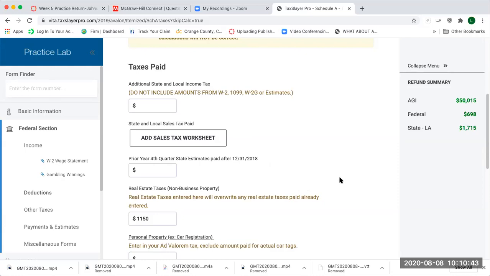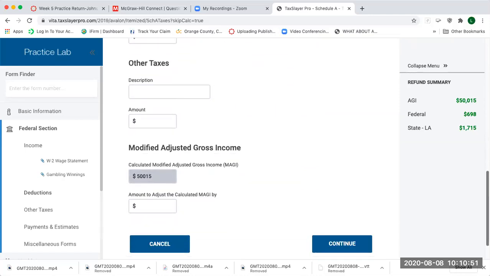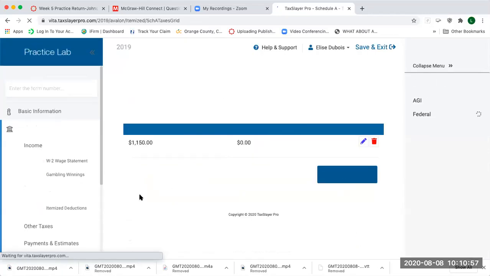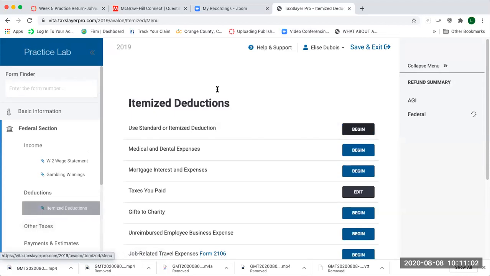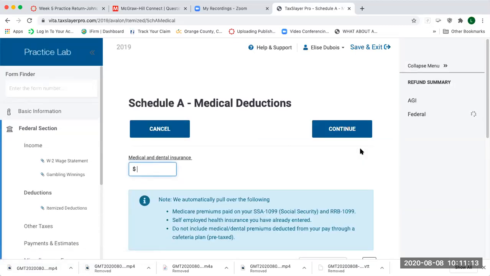Okay, and then next on the list, we have medical expenses. So we want to close out of here. And if you click itemized deductions, we're back on the screen. So we want to go to medical and dental expenses. Click here. So she had 5,400 medical expenses. Okay, we're going to click continue.